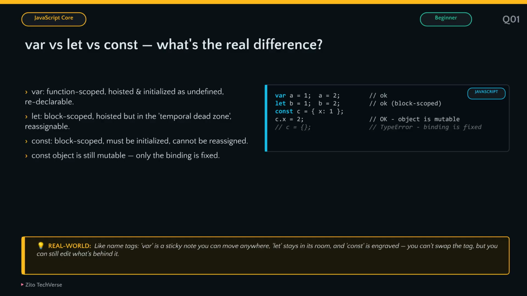The key trap: a const object is still mutable, only the binding is locked. You can change its properties, you just can't point it at something new. Think of name tags. Var is a sticky note you move anywhere, let stays in its room, and const is engraved. You can't swap the tag, but you can still edit what's behind it.